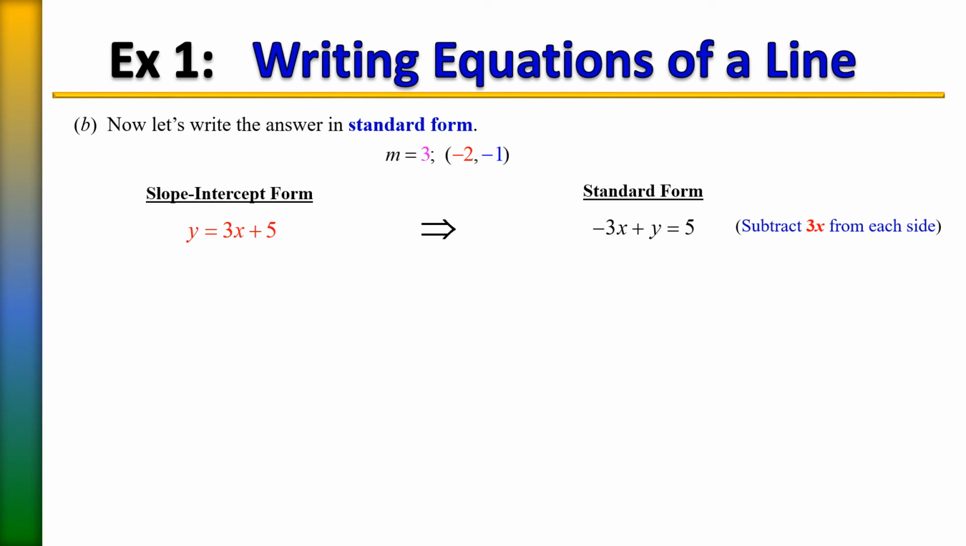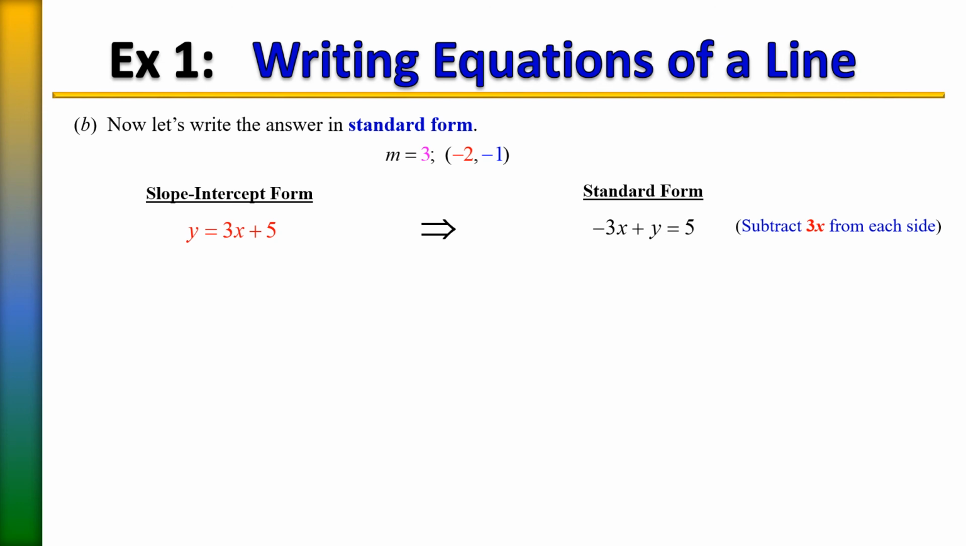Recall that the coefficient of x cannot be a negative or a fraction. In this case, it is a negative. So all we have to do in order to make sure that it is positive is just to multiply all parts of the equation by -1. You can either multiply or divide, whichever is fine, whichever works best for you.